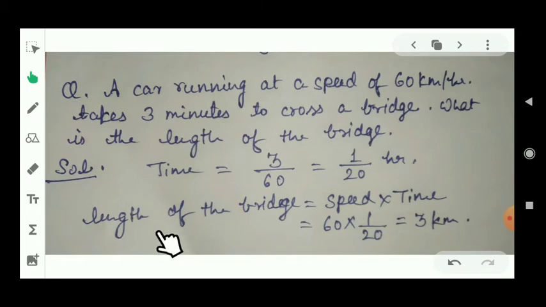So length of the bridge will be speed into time. As I told you, the length of the bridge will be the distance covered by the car. That means speed is 60 km per hour and the time is 1 upon 20. So after calculating it, its value will be 3 km. That means the length of the bridge will be 3 km.